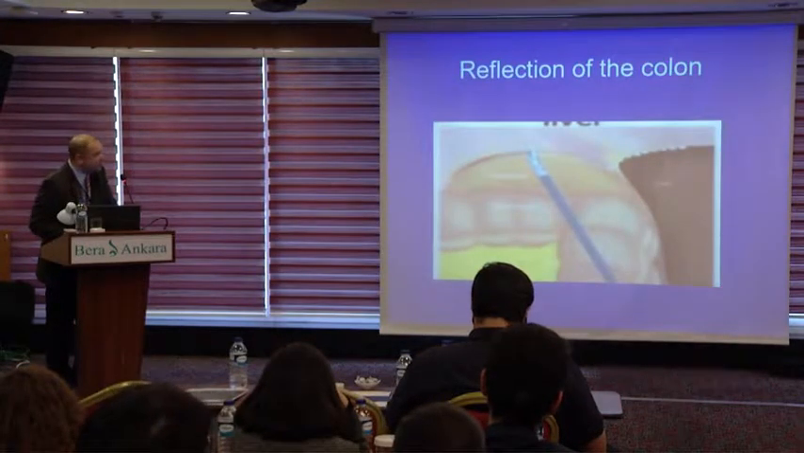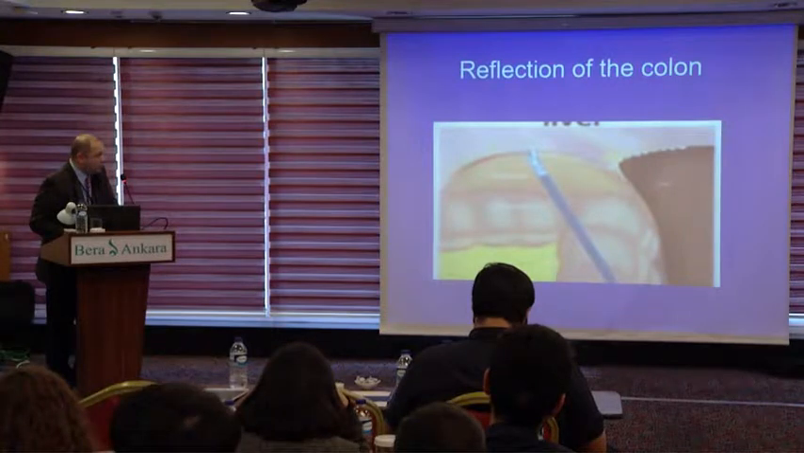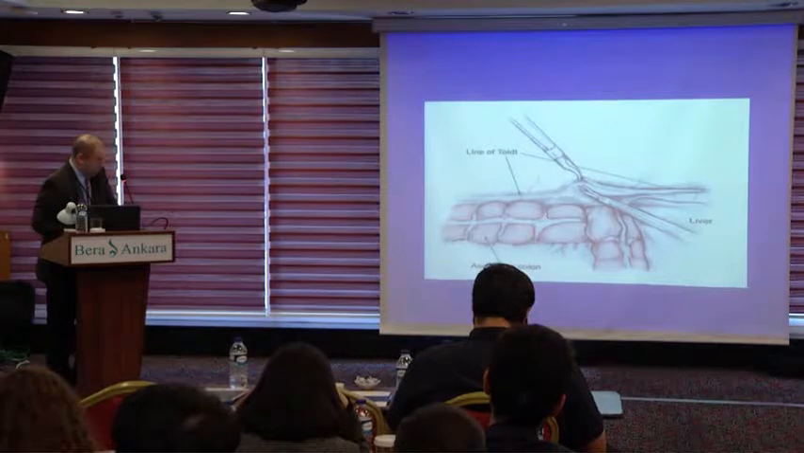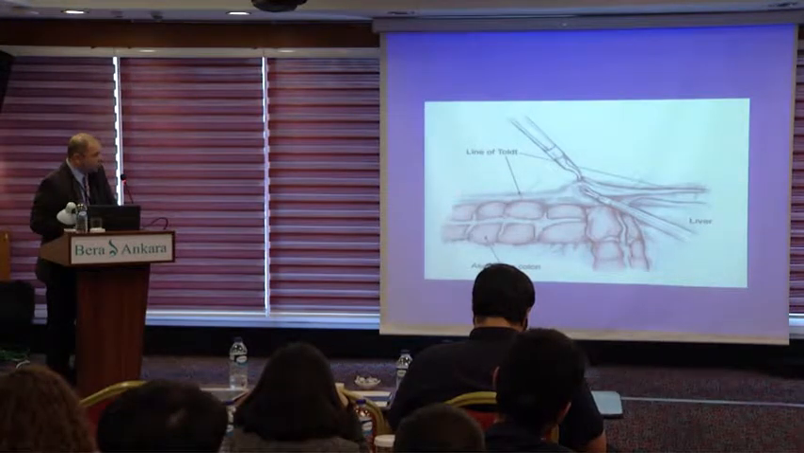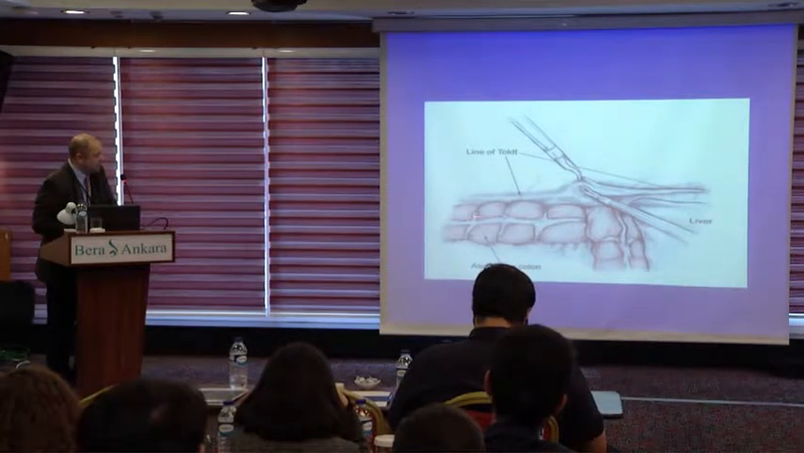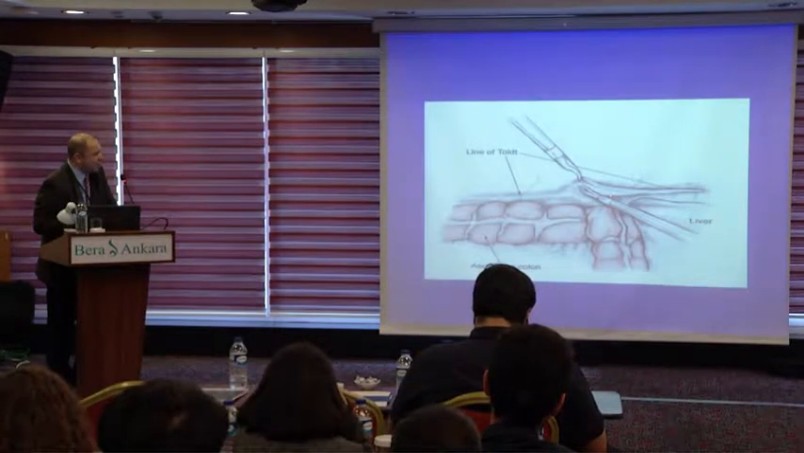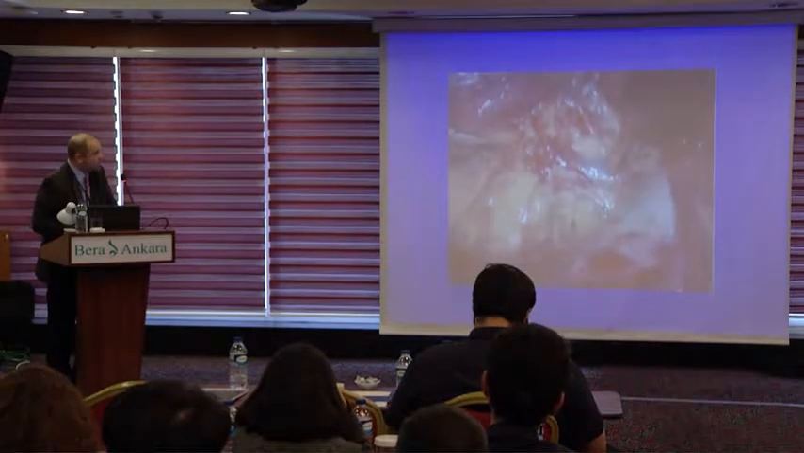The reflecting of the colon is the first and important step of this surgery. You know the line of Toldt. It's an avascular line, just lateral to the ascending and descending colon. You have to incise it at least 5 or 10 centimeters long to get such a vision.